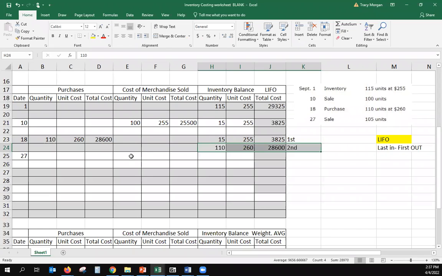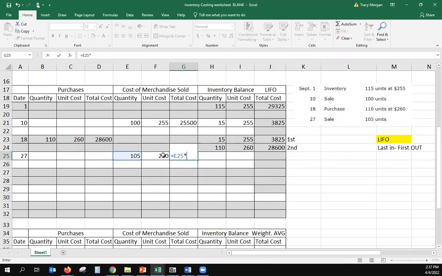Notice that with LIFO, I'm selling the most recent purchase first. I'm selling the more expensive items first. That's going to leave me with the less expensive items and the older items in ending inventory. So here I'm going to sell 105 units at a cost of $260, because my most recent purchase was $260, for a total cost of 105 times $260, which is $27,300. And now I get to figure out what is left.